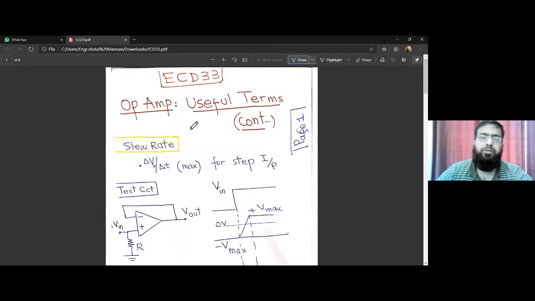In this third lecture, we will keep on studying useful terms about op-amps. Even in this lecture, we'll study slew rate. Slew rate is the maximum rate of change of voltage versus time for the step input.